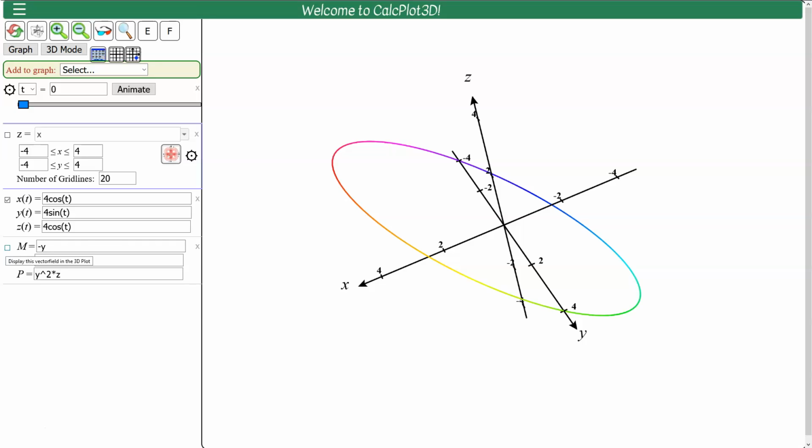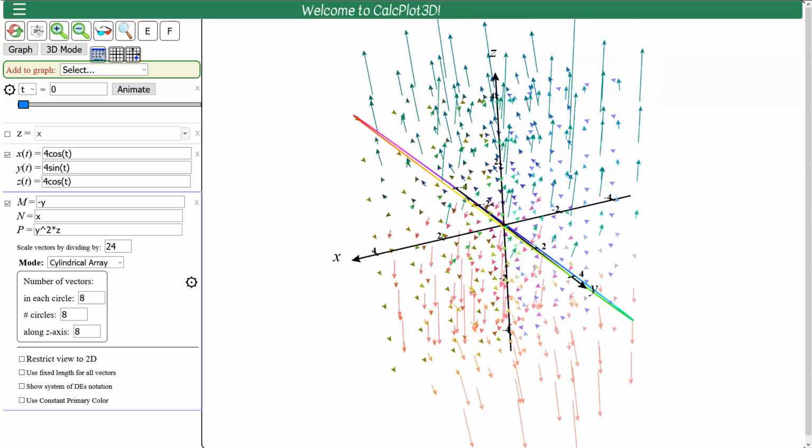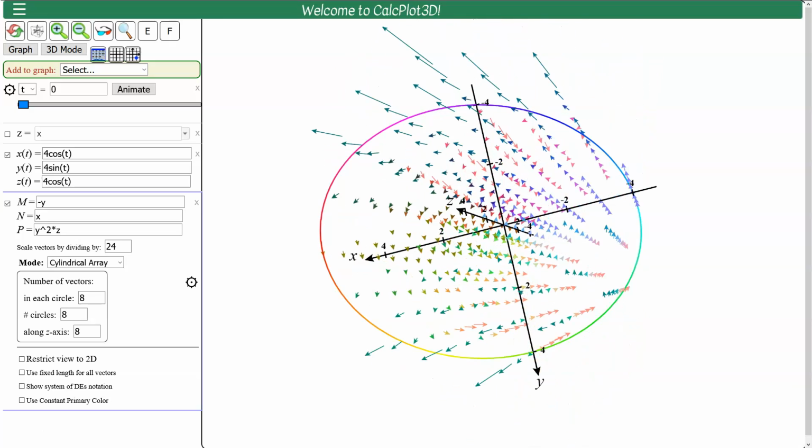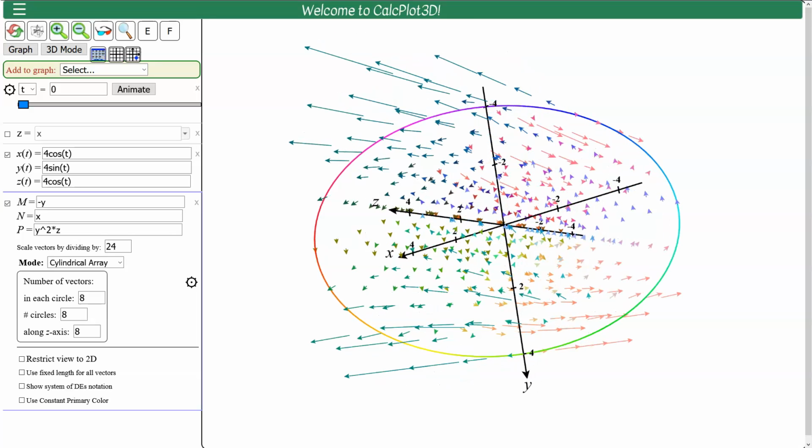So let me put in the vector field. It's kind of hard to see, so let me move it around and look down upon the ellipse. There you go, a pretty good idea. Take a look at those arrows. As we go around, do most of the arrows go in the same direction, counterclockwise, as the ellipse, or against it? I would say that most of the vectors here go in the same direction.